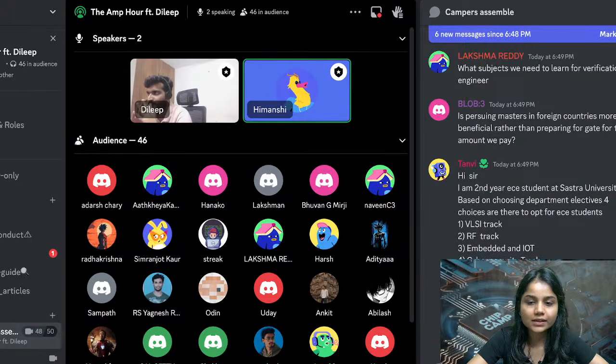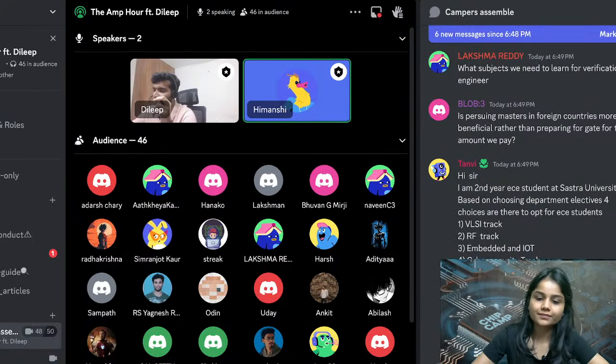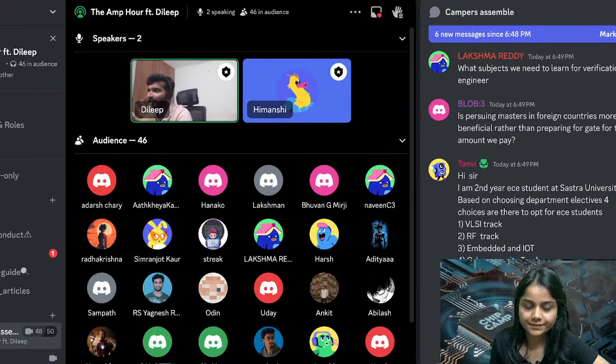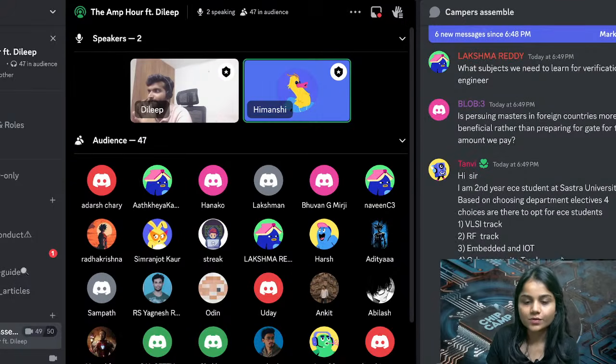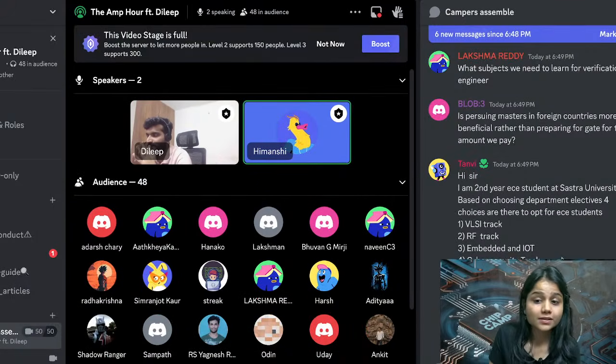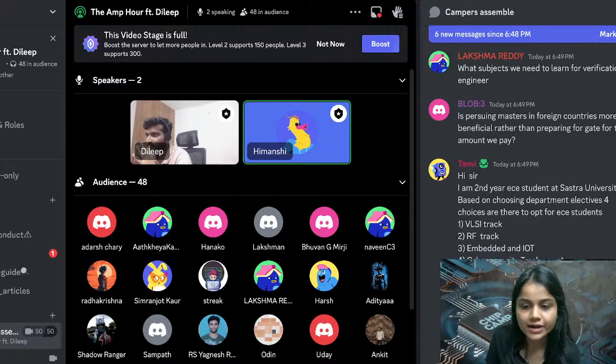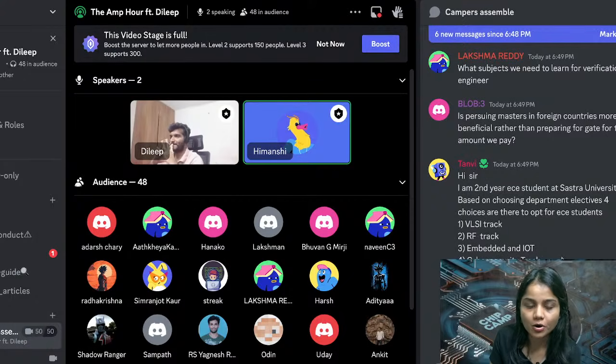If you know C and then you hop on to Verilog, it will be easier to know the language, right? Yeah, start with some basic language, then it will be easier to jump into any other language as well. So we have one question: is pursuing a master's in foreign countries more beneficial than preparing for GATE, for the amount we pay?